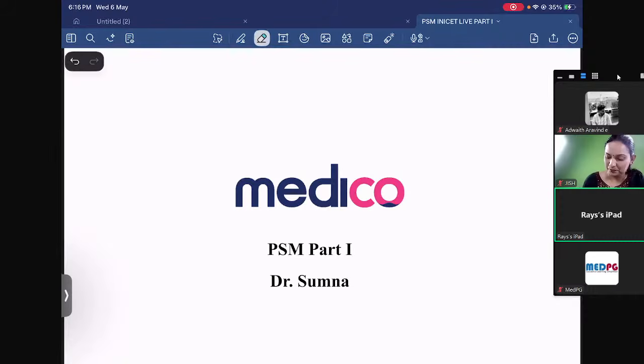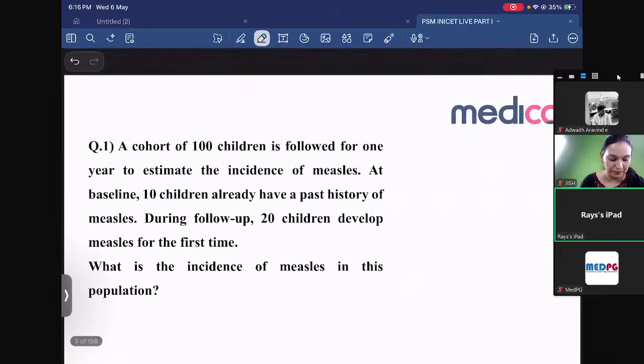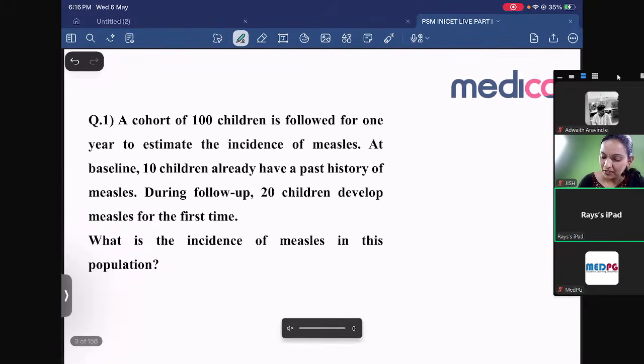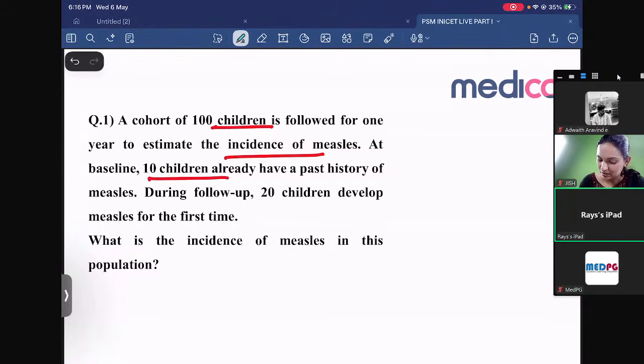So let's start. Going on to the first question. You have a cohort of 100 children followed for 1 year to estimate the incidence of measles. So the question is basically to calculate the incidence. At baseline, 10 children already have a past history of measles. During follow-up, 20 children develop measles for the first time. What is the incidence of measles in this particular population? That's your question. They've given you the population at risk and also how many children have developed measles.